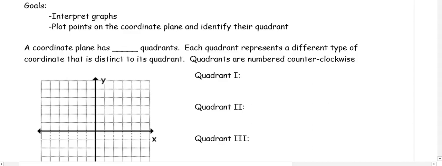This video is about interpreting graphs and plotting points on the coordinate plane and identifying their quadrants. So a coordinate plane has 4 quadrants. Each quadrant represents a different type of coordinate that is distinct to its quadrant.